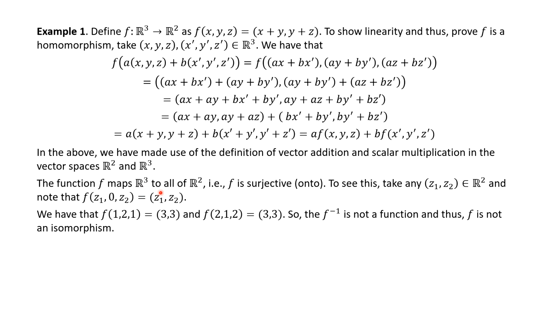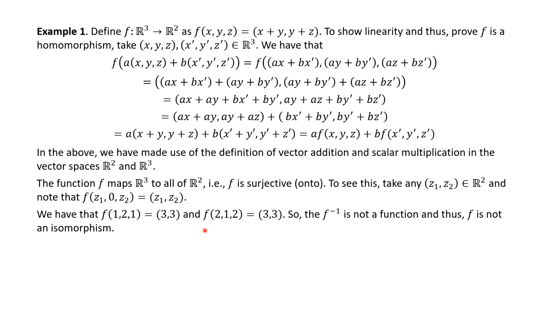Let's see what else. The function f maps R3 to all of R2. So f is surjective. To see that, you just take anything in R2, z1, z2, and if you take f of this vector here, then you add z1 plus 0 and you get this, and 0 plus z2 and you get this. So for everything in R2, there's something in R3 that maps to it.